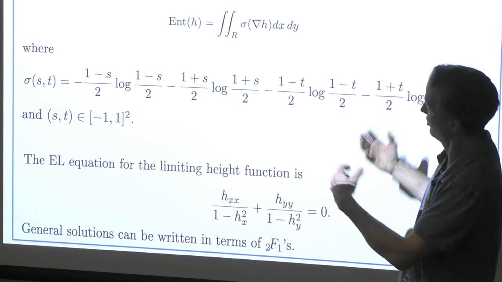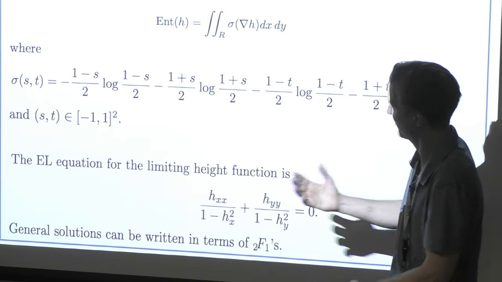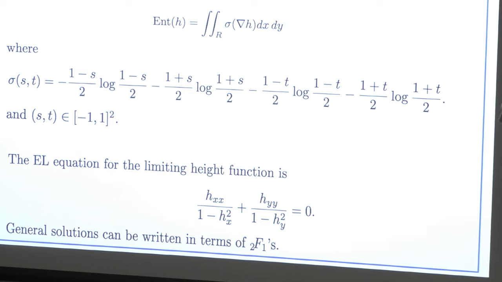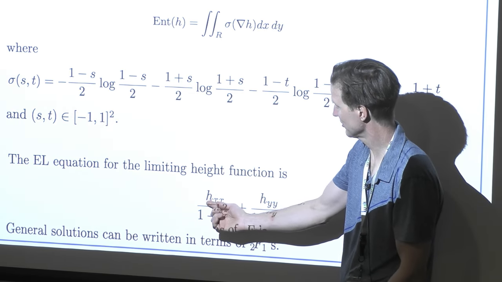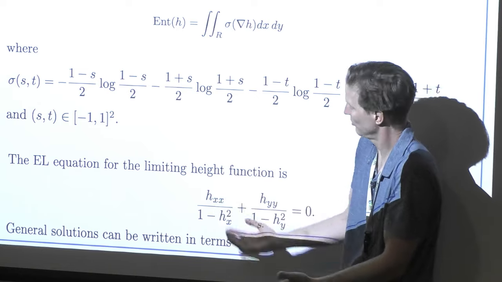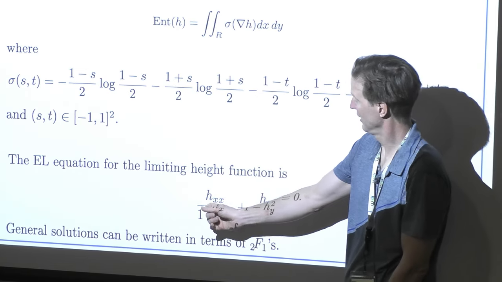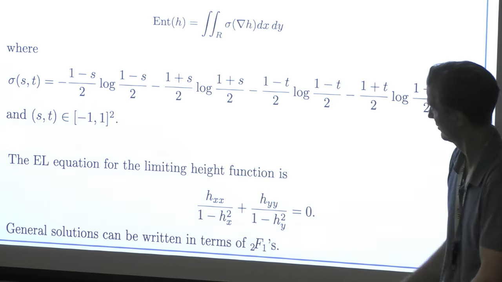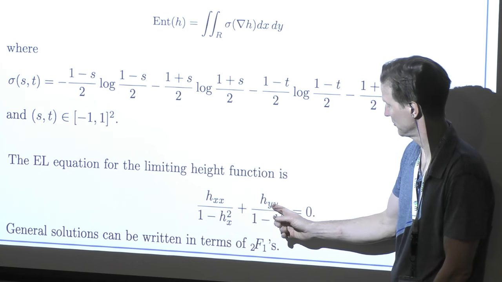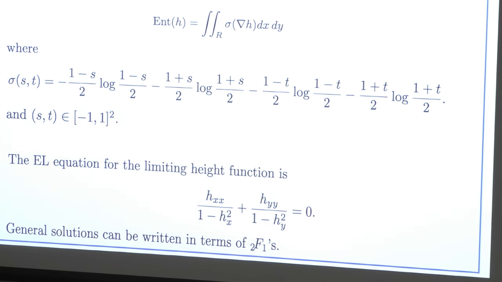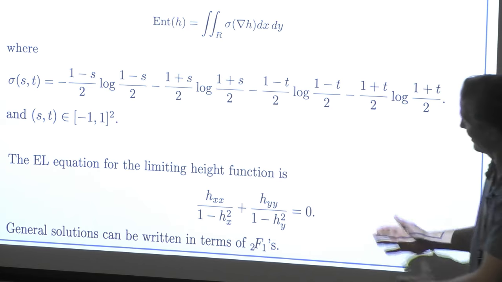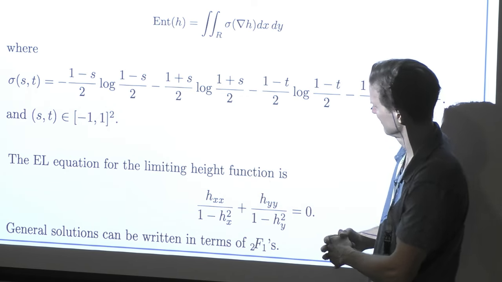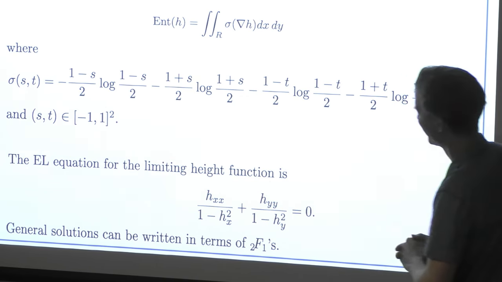If you look for the PDE which satisfies the Euler-Lagrange equation, then the PDE has a very simple but nonlinear form here. Here, h is the height function, the function whose graph we're looking for, and h_xx over 1 minus h_x squared, where these are the partial derivatives, second partial derivative with respect to x, plus the second partial derivative with respect to y divided by 1 minus h_y squared, equals 0. And it just so happens that x squared minus y squared satisfies this equation. You can check if I didn't make a mistake.